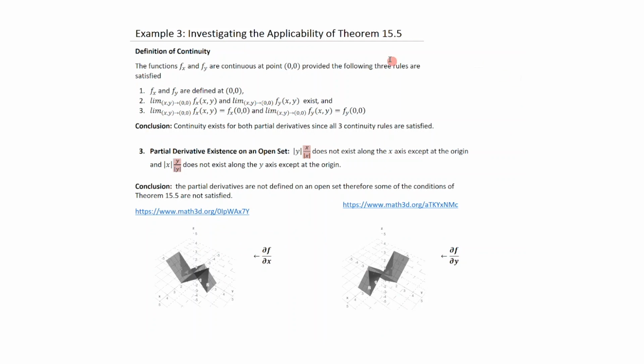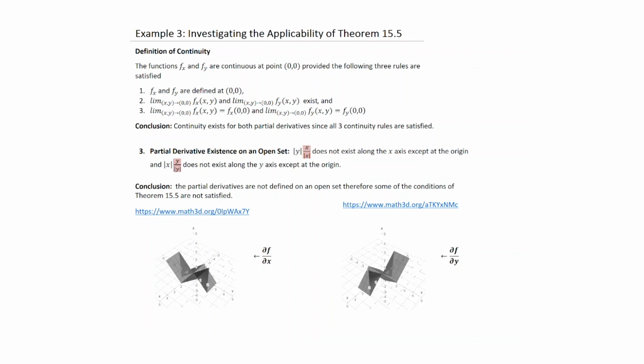All right, so now look at the continuity argument. The functions f partial x and f partial y are continuous at the point (0, 0), provided the following rules are satisfied. Back to the rules for continuity. First, f partial x and f partial y are defined at (0, 0). Second, the limits of f partial x and f partial y as (x, y) approaches (0, 0) exist. And thirdly, that the limit of f partial x is equal to f partial x at (0, 0), and the limit of f partial y is equal to f partial y at (0, 0).